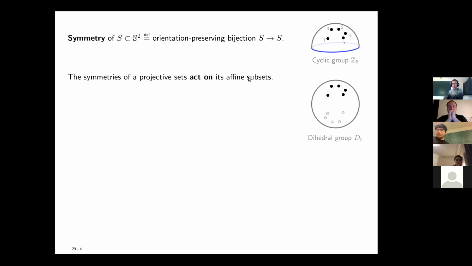And it turns out that these symmetries of a projective set act on the affine subsets. Those symmetries are not at all geometric transformations, right? They're just combinatorial maps that send points to points. We don't make rotations, but we require that those combinatorial maps preserve orientation. And it turns out that they actually preserve being the intersection of the point set with an open hemisphere. Okay, so these symmetries act on affine subsets.